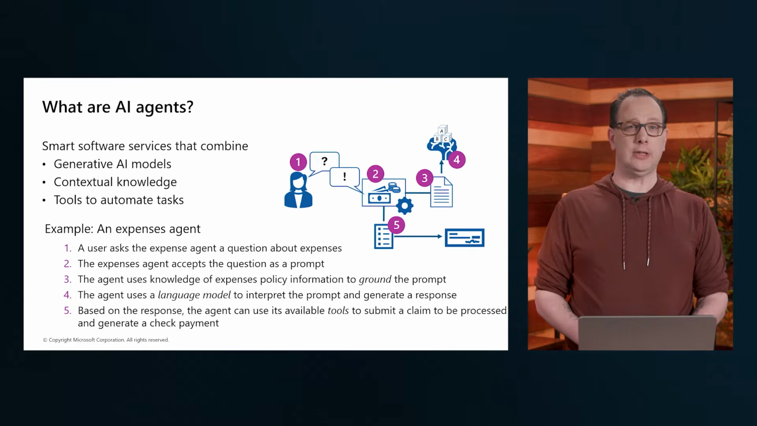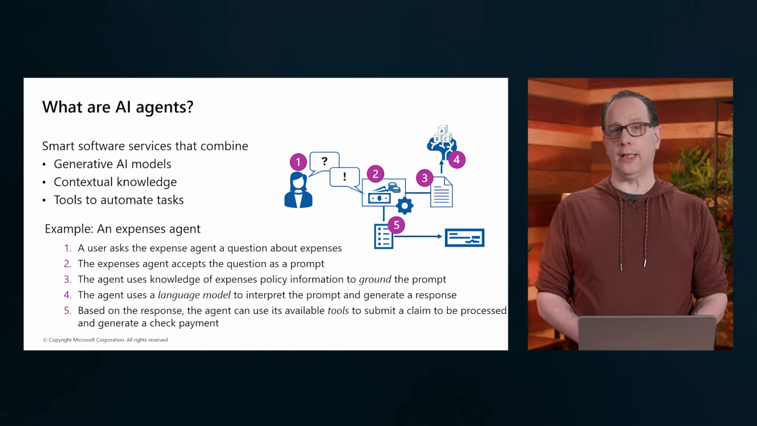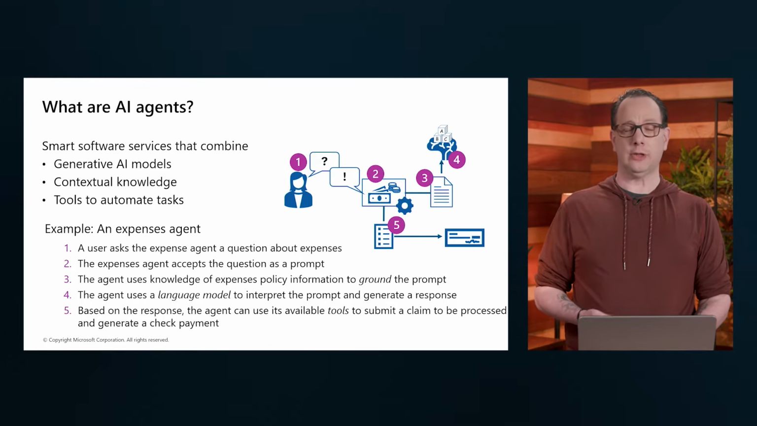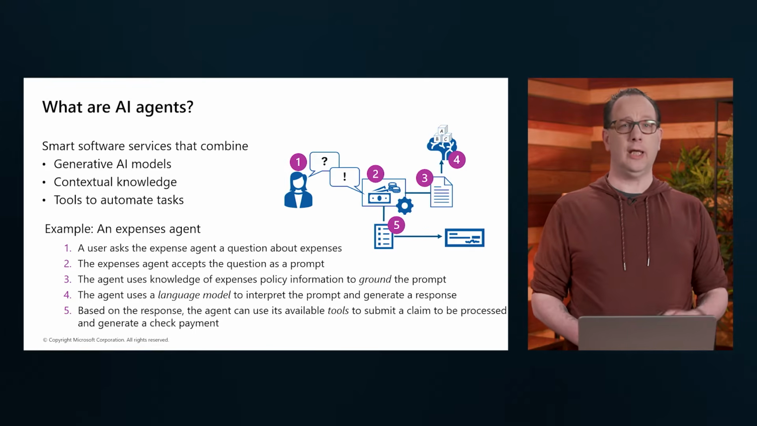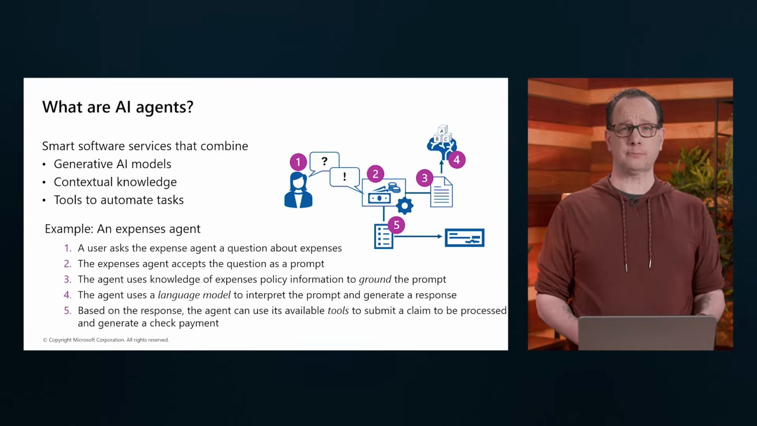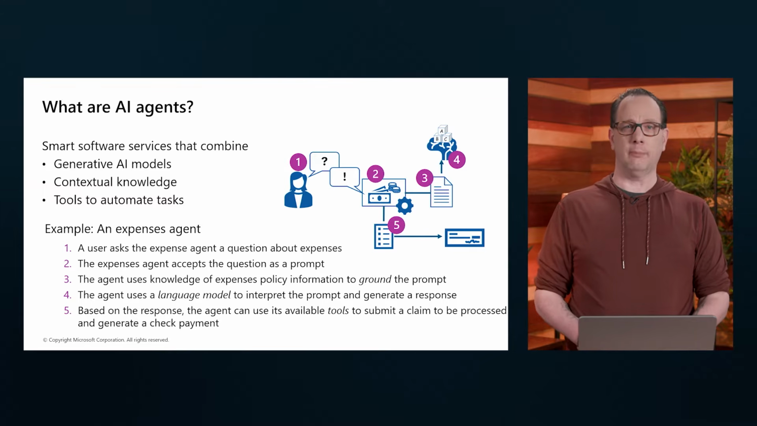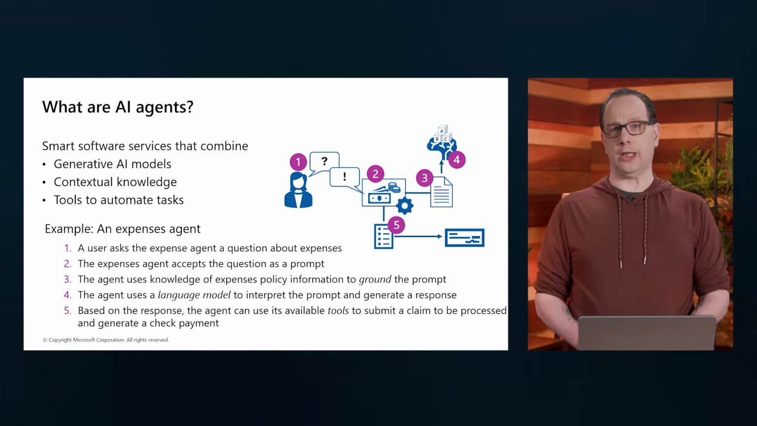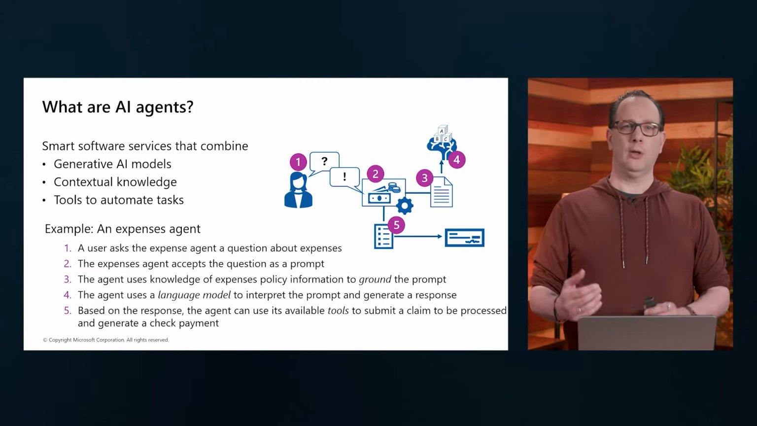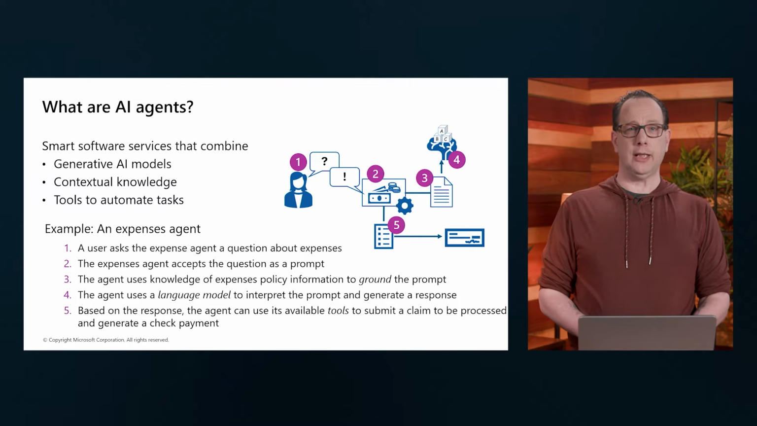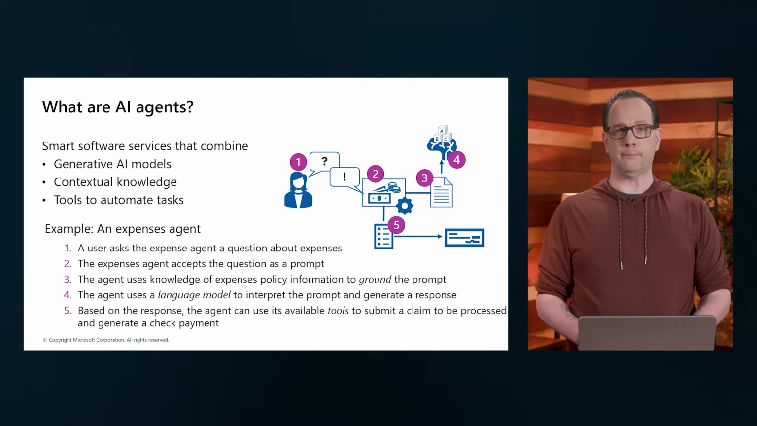Understanding what an AI agent is and how to utilize them is crucial for effectively using AI to automate tasks, make informed decisions, and enhance user experiences. This knowledge enables organizations to deploy AI agents strategically, maximizing the potential to drive innovation, improve efficiency, and achieve business objectives. One example of such an AI agent is an expenses agent solution.